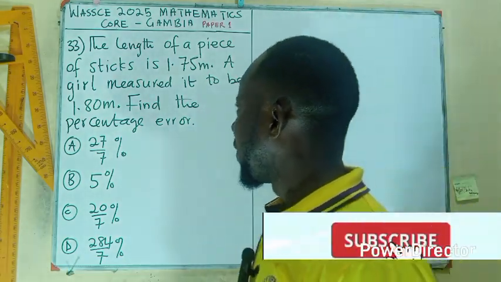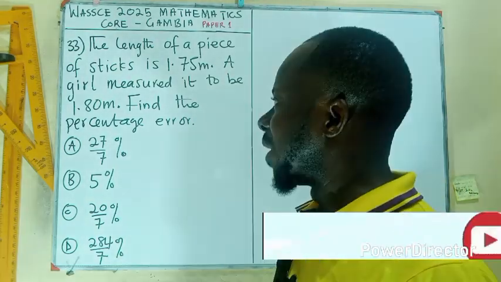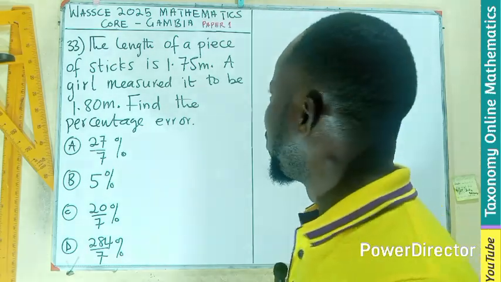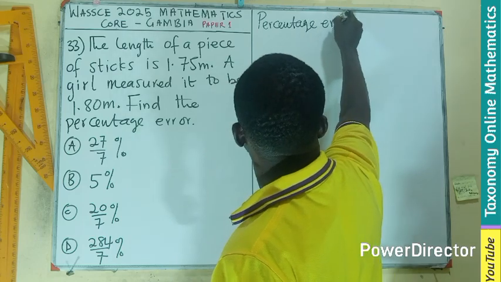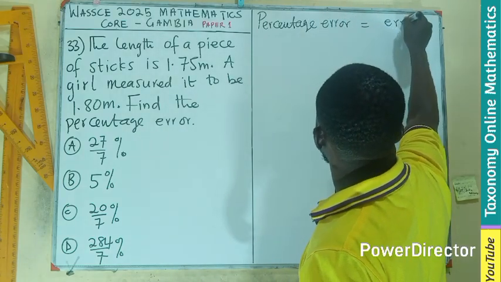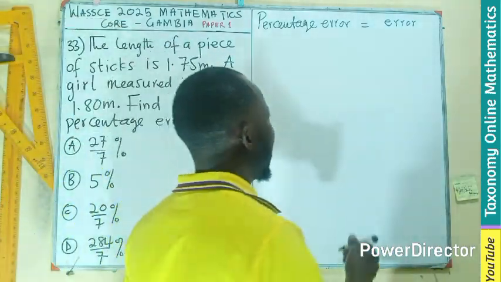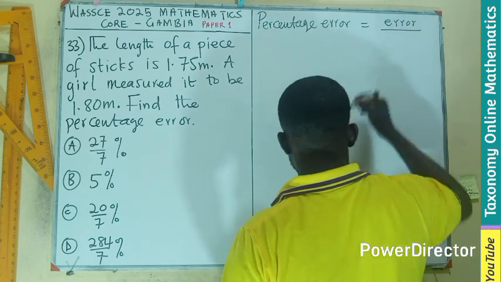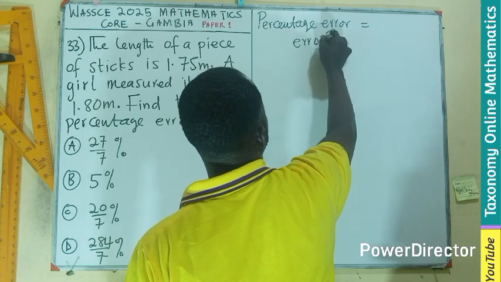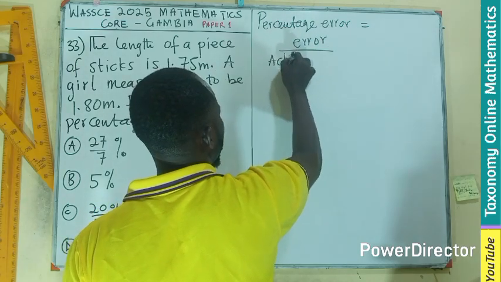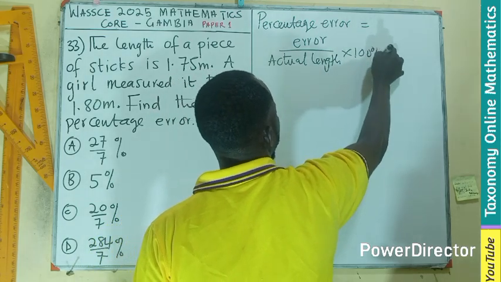The length of a piece of stick is 1.75 meters and the girl measured it to be 1.80 meters. We have to find the percentage error. To find percentage error, we need to know the error that has been incurred, or the absolute error. We can do it as absolute error, or just the error that has been incurred, divided by the actual length, expressed as what? A percentage.